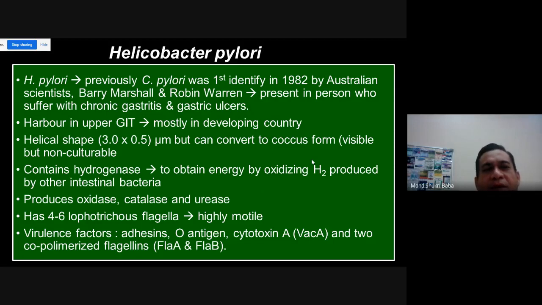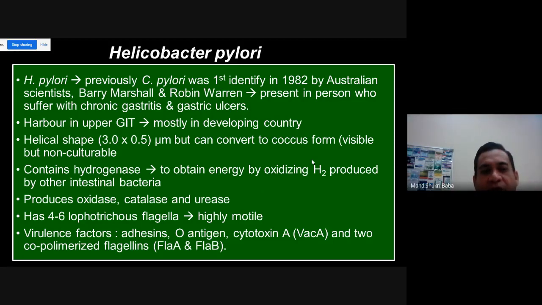All right. What happens is that H. pylori will harbor in the upper gastrointestinal tract, and is mostly reported in developing countries, like Malaysia too. It has a helical shape, but it converts to a coccus form. At the coccus stage you can see it through the microscope, but you cannot culture it in the lab. So basically what you can work with is the helical shape, shaped like a helicopter. That is why we call it Helicobacter pylori.